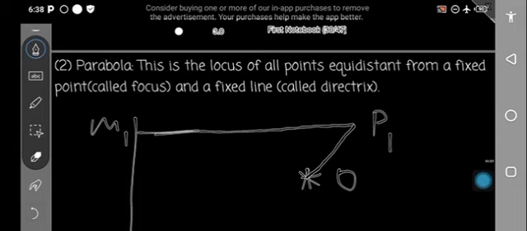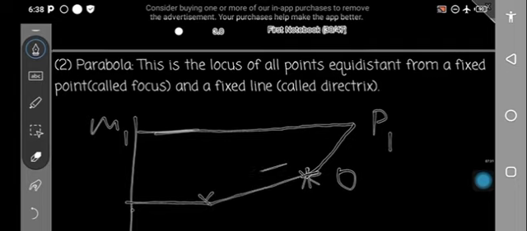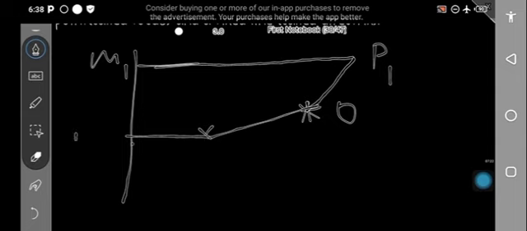All right. Now let's pick another one. Now let's start from this place and go this way. So we have another point P2. Let's call this M2, and we have another point P2.